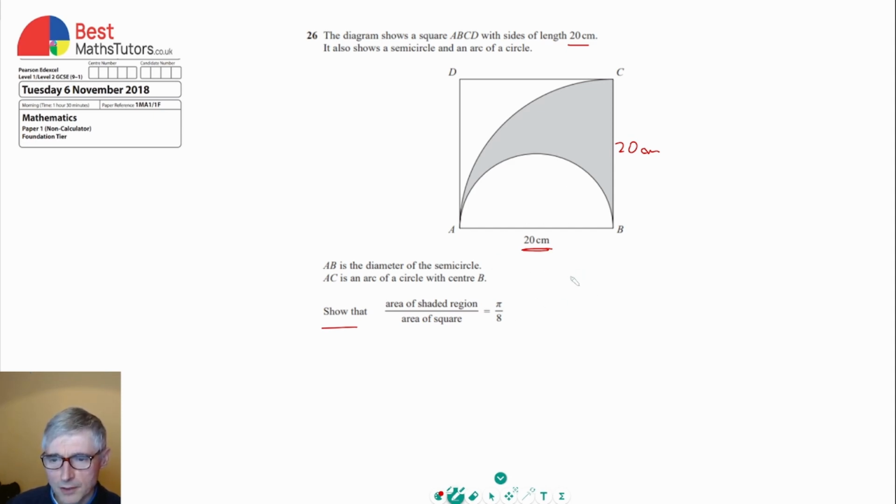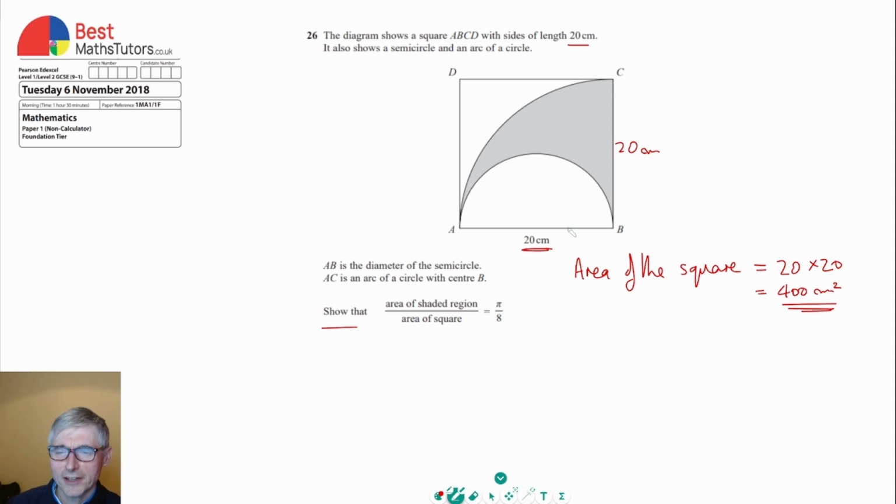So the first thing we need to do then is work out what the area of the square is. So the area of the square is just the base times the height. So the square is equal to 20 times 20, which is 400 centimetres squared. So the next thing that we need to do is find the area of the shaded region.